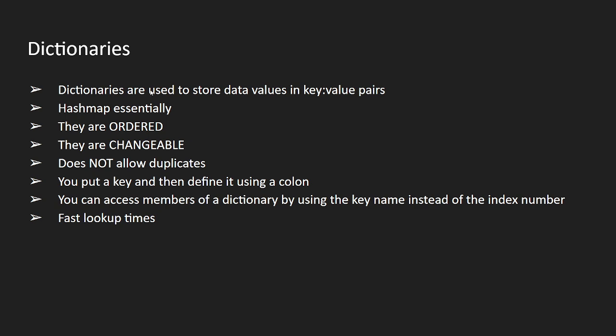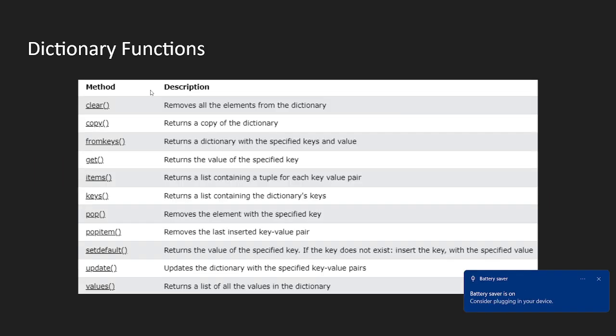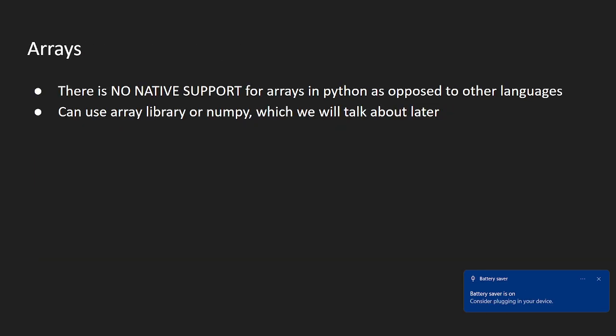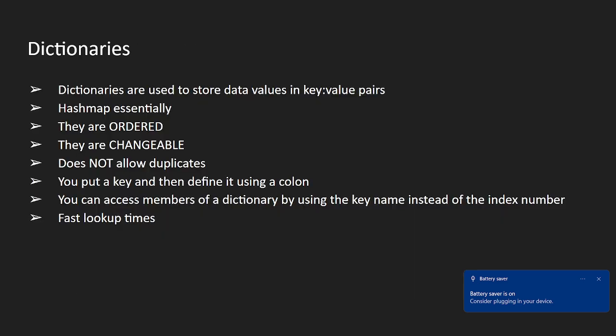Dictionaries are used to store data values in key value pairs. It is essentially a hash map, and they are ordered, they are changeable, and of course in dictionaries you can't have duplicates. You put a key and then define it using a colon. You can access members of a dictionary by using the key name instead of the index number.